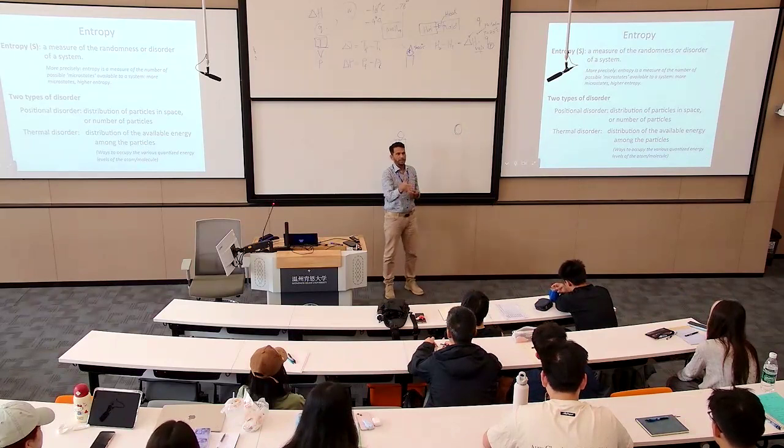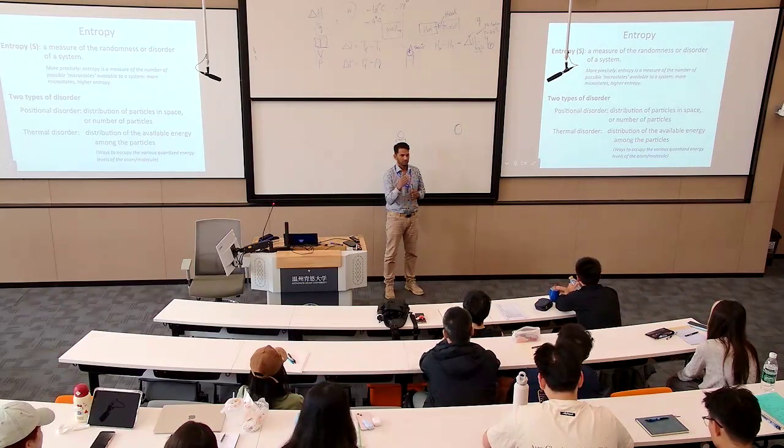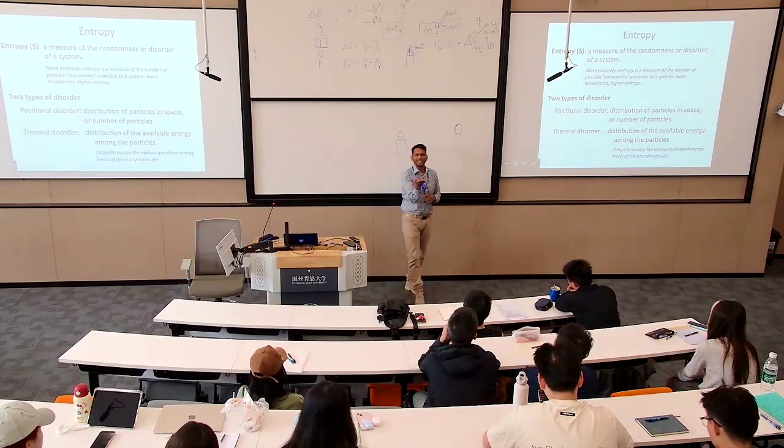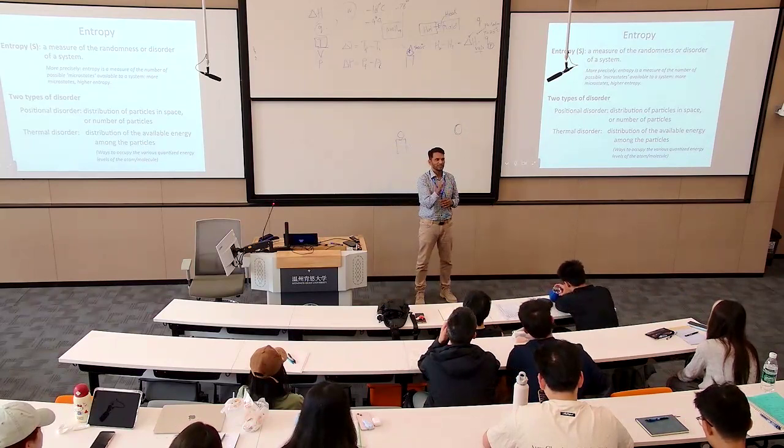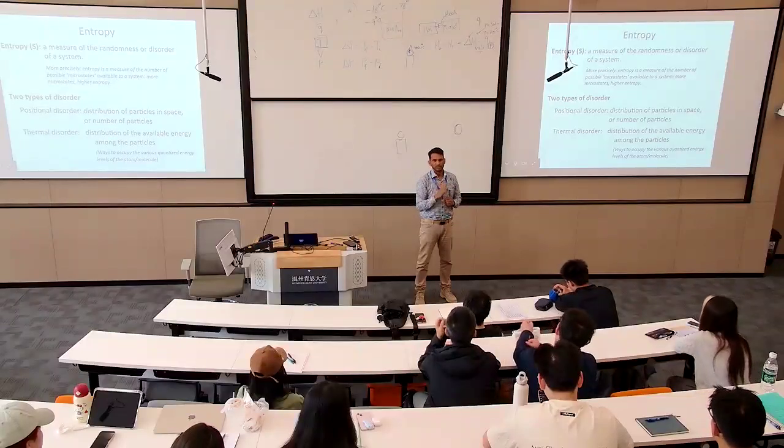So if I toss a coin, how many possibilities does it have? Two. It means it has two states: 50% this one, 50% this one.